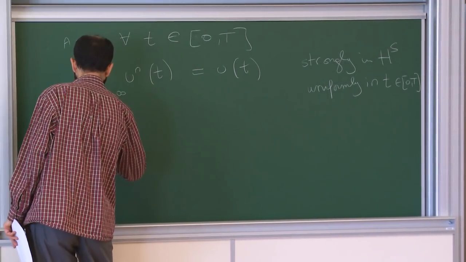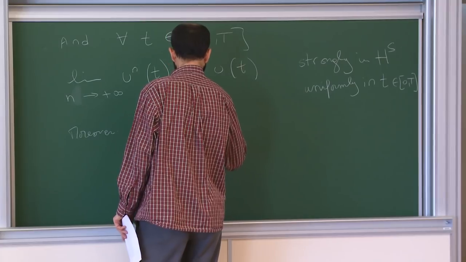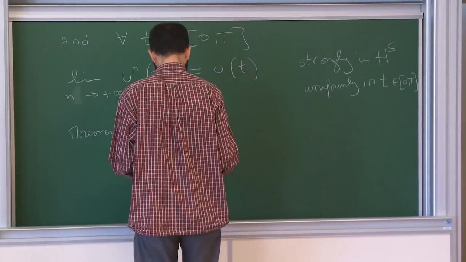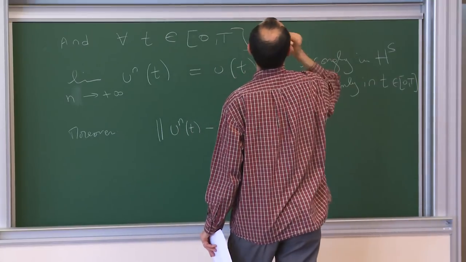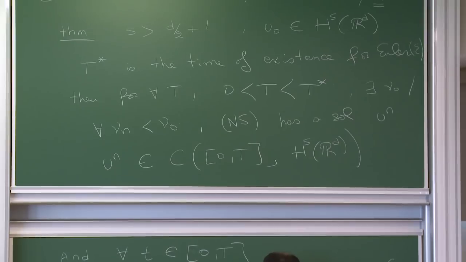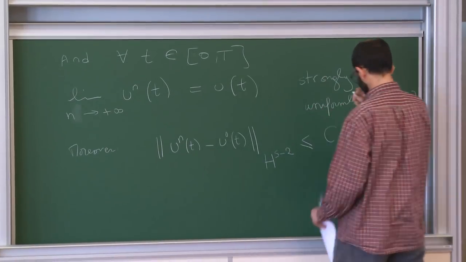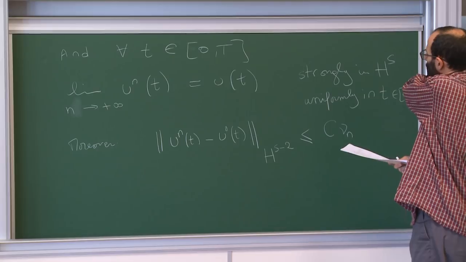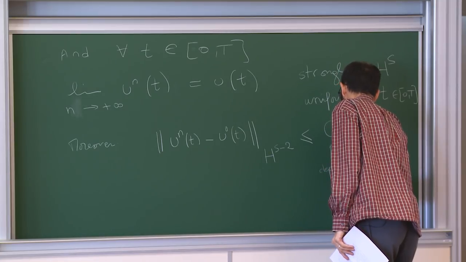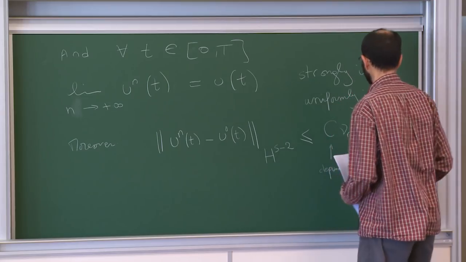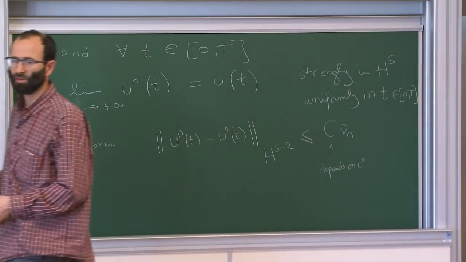Okay. Moreover, if I look at un of t minus u0 of t, where u0 of t is the solution of Euler, in HS minus 2, this is less than some constant times nu n. C just depends on u0. Okay, so this is a statement which is not very difficult to prove.